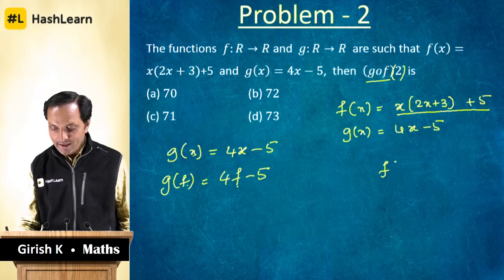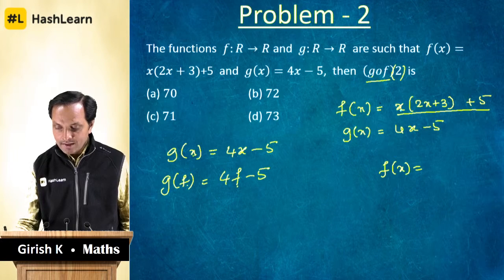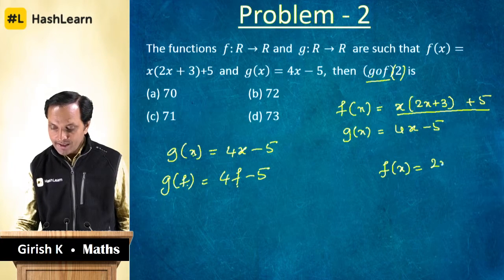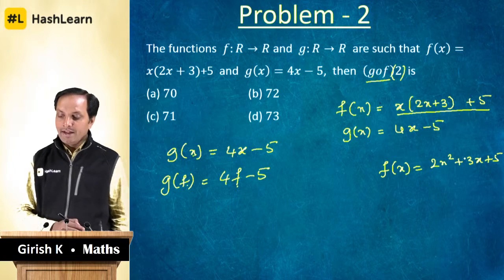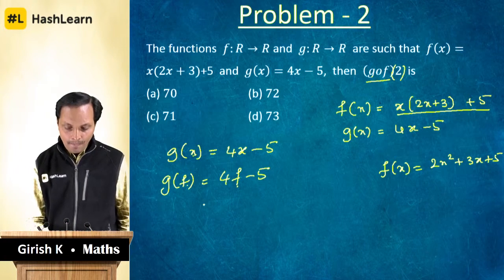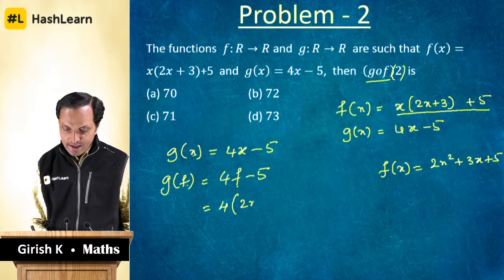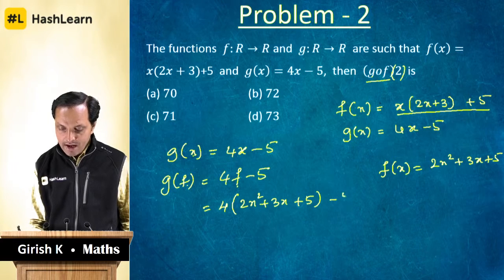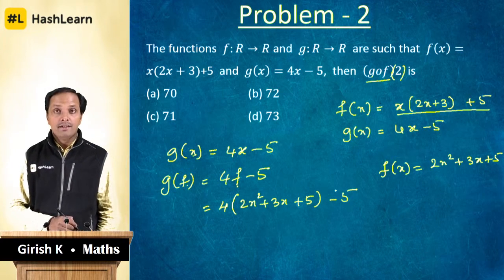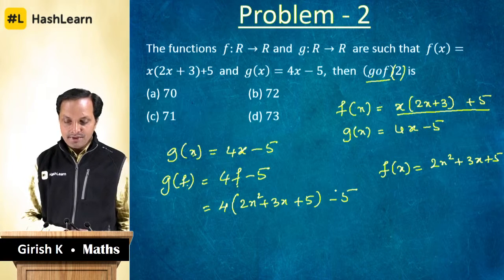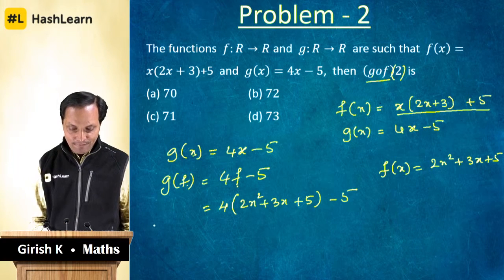I will rewrite your f of x here. This into this is 2x square plus 3x and plus 5. I will rewrite like this. And let us put f as 4 outside, 2x square plus 3x plus 5, and minus 5 is outside here. So you need to simplify and put f.